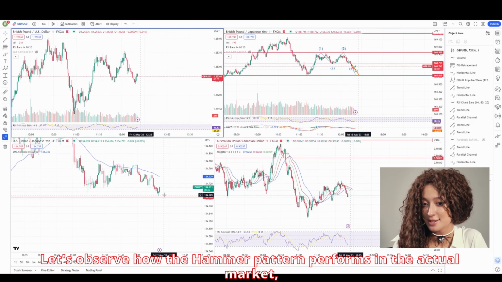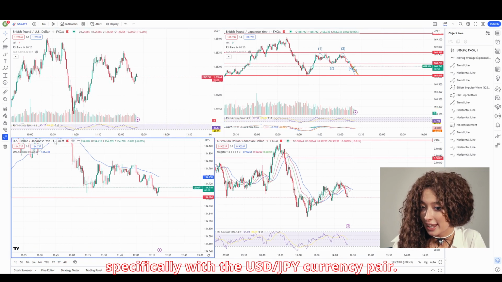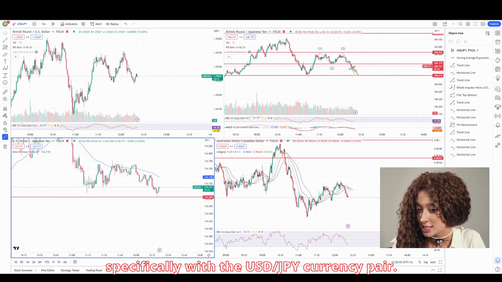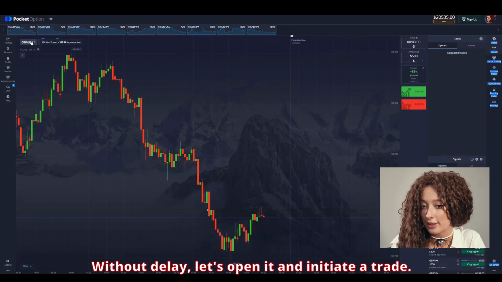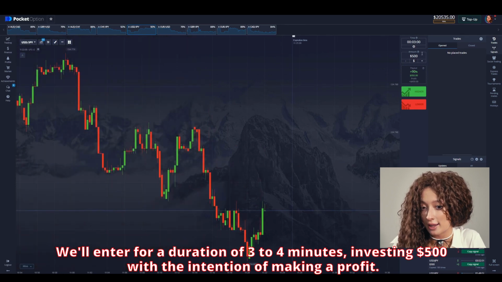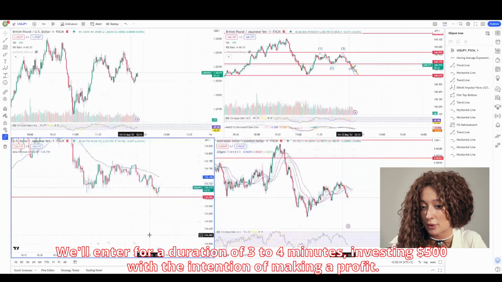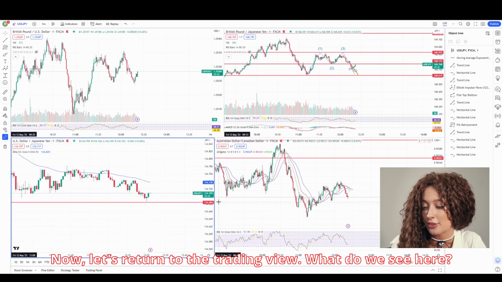So, let's observe how the hammer pattern performs in the actual market, specifically with the dollar and Japanese yen currency pair. Without delay, let's open it and initiate a trade. Well, I'm in for a duration of 3 to 4 minutes, investing $500 with the intention of making a profit. Now let's return to TradingView.